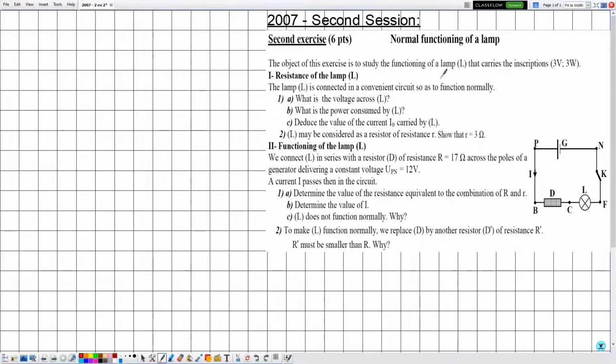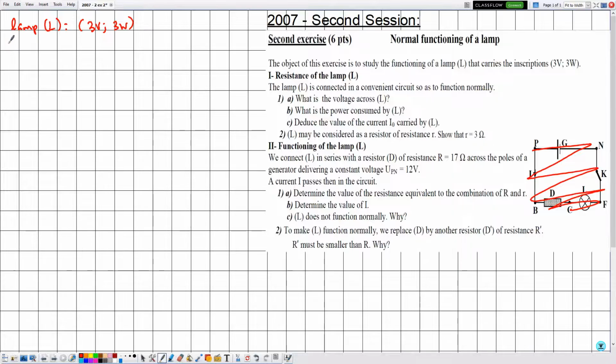The object of this exercise is to study the functioning of a lamp L that carries the inscriptions 3 volts, 3 watts. Notice that till this moment they didn't mention anything about this electric circuit, then we are not allowed to use it.